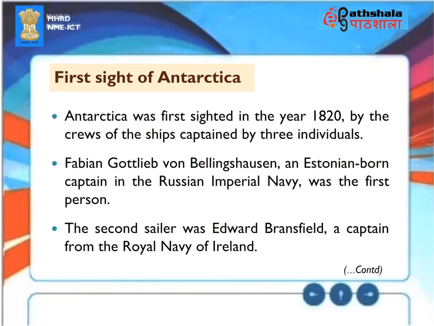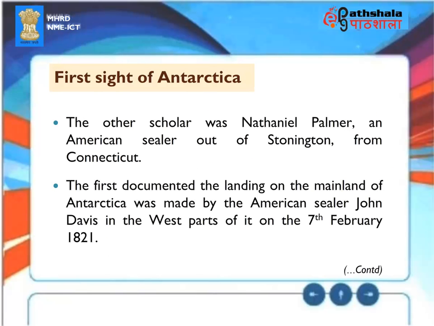Antarctica was first sighted in the year 1820 by the crews of the ships captained by three individuals. Fabian Gottlieb von Bellingshausen, an Estonian-born captain in the Russian Imperial Navy, was the first person. The second sailor was Edward Bransfield, a captain from the Royal Navy of Ireland. The other scholar was Nathaniel Palmer, an American sealer out of Stonington, Connecticut.